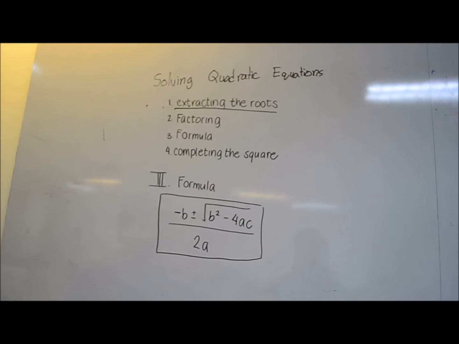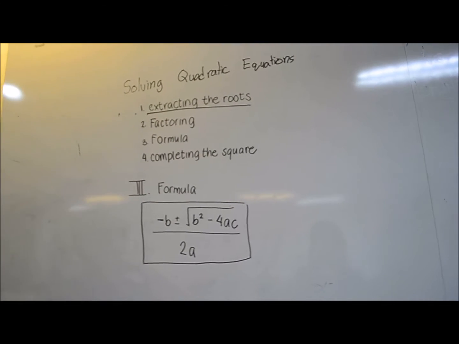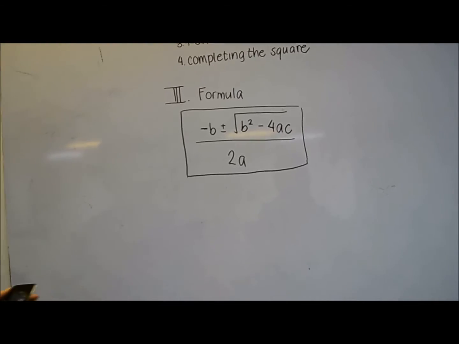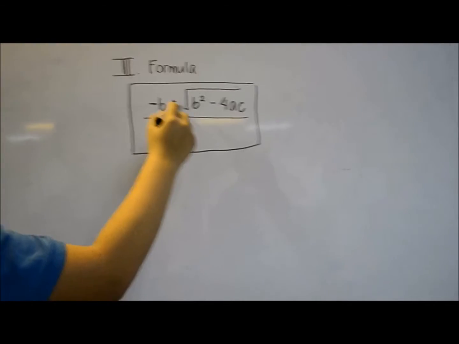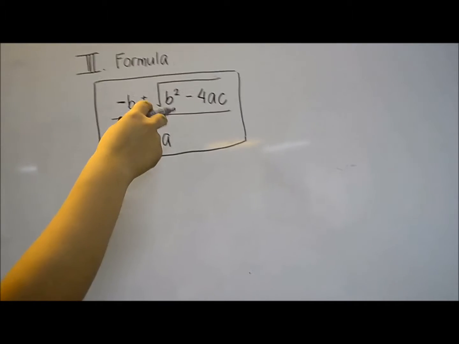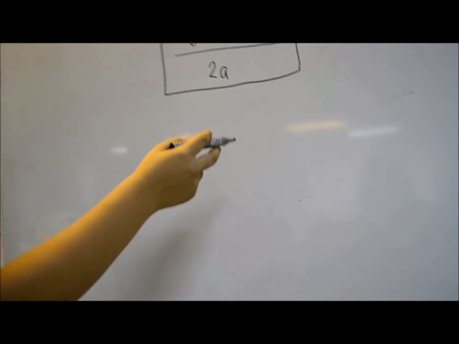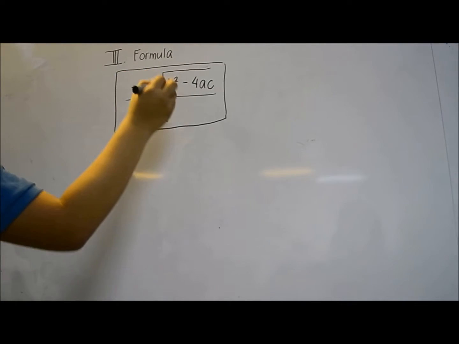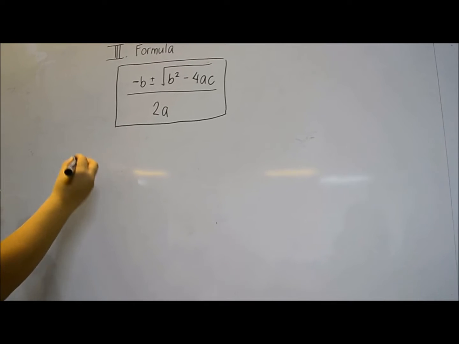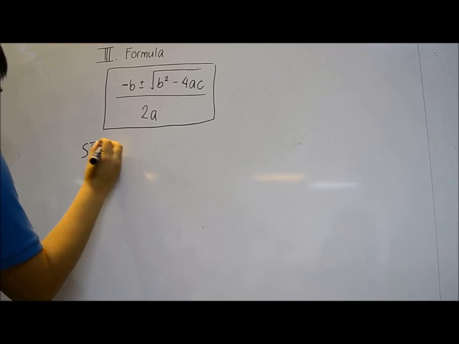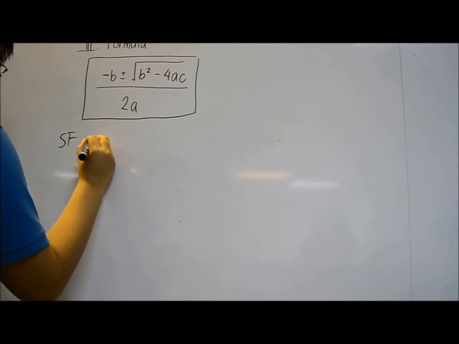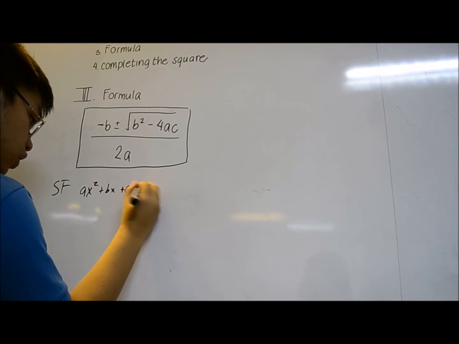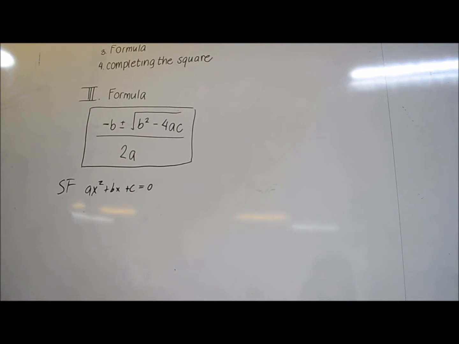The third method is by using the formula. The formula in finding the roots of the quadratic equation is x equals negative b plus minus the square root of b squared minus 4ac, over 2a. Where are we going to get the values of a, b, and c? Remember, the standard form of the equation is ax squared plus bx plus c equals 0. Let's take an example.